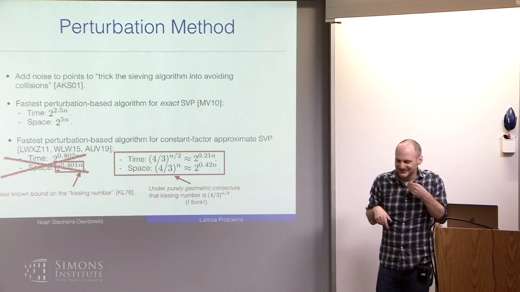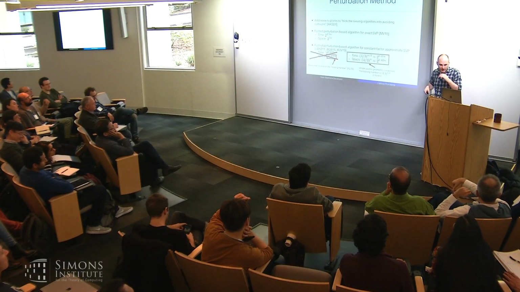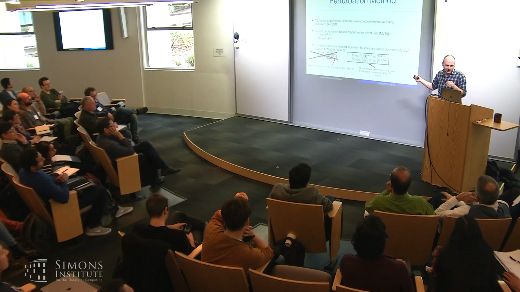The proof of the space bound was already in the MP10 paper that you mentioned. Yeah, the space. But the space is heuristic, I think. No, space is provable. Oh, I see.